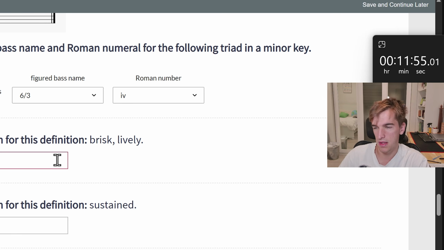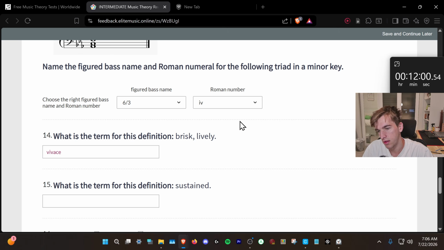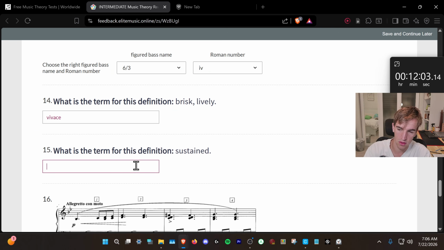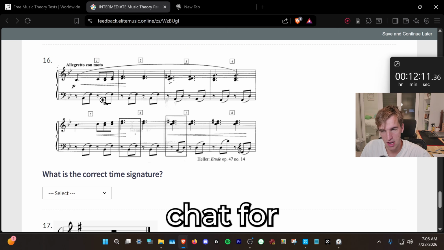I know that's the same one as last time, but I think it's vivace, because vivace means life. So lively, I think that's the closest one. Sustained. Oh, that's easy. That's sostenuto. That's like the middle pedal. The one that everybody ignores? Okay. Yo, F in the chat for middle pedal.